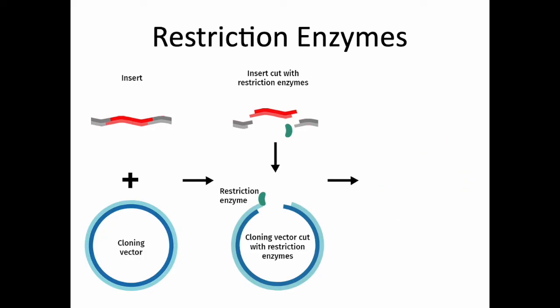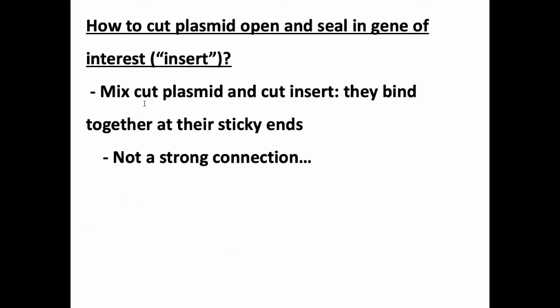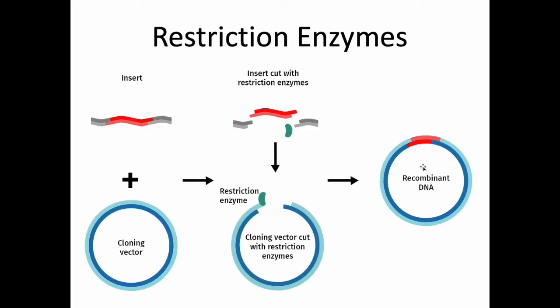So we're done talking about the cutting. Now we're going to talk about the gluing. So we are going to mix the cut plasmid and the cut insert. They're going to bind together at their sticky ends, giving us something like this. However, this is not a particularly strong connection here. The only thing holding together this combo of plasmid and insert is about 4 sets of hydrogen bonds between these 4 complementary nucleotides.